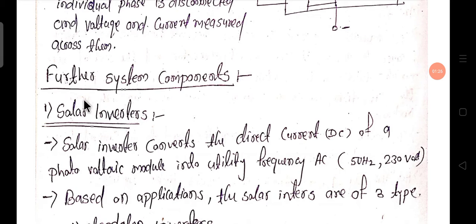Here, a solar inverter converts direct current of a photovoltaic module into utility frequency AC. That means it converts the DC which we get from photovoltaic modules, or solar cells, into AC, which is 50 hertz, 230 volt. That is the AC we use commercially.